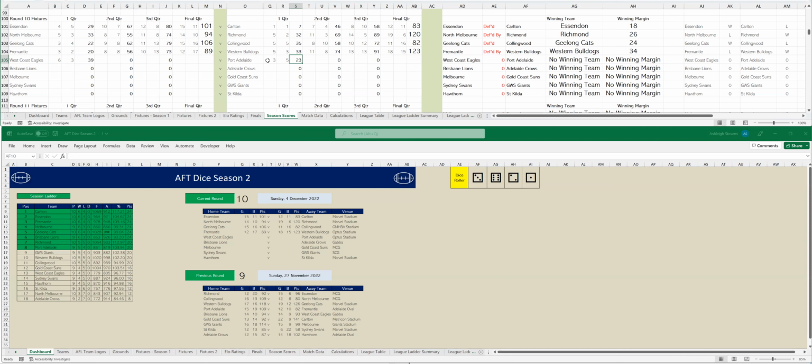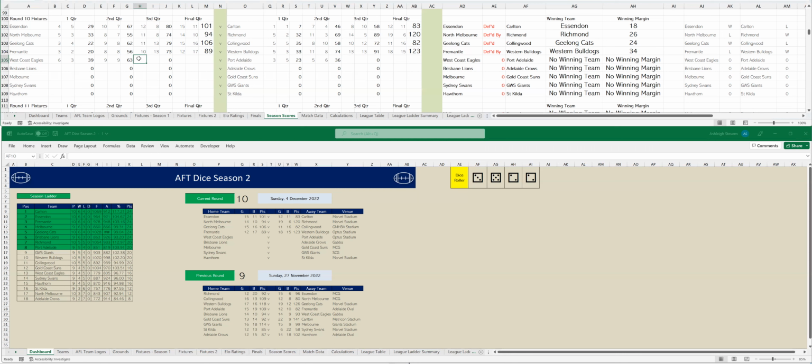Let's go to the second quarter. West Coast kicked 3 goals 6. So that's 9 goals 9. To Port Adelaide 2 goals 1. So that's 5 goals 6. And at half time, West Coast are leading by 27 points.